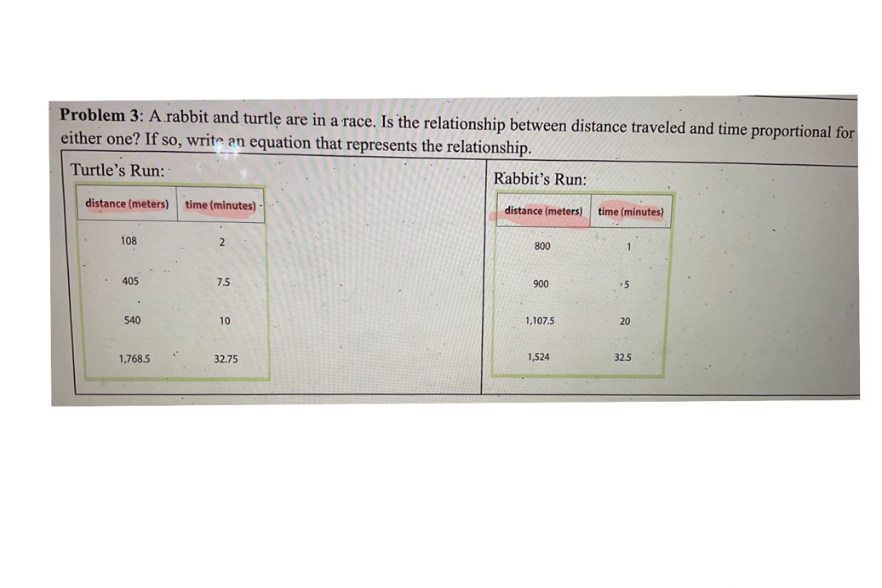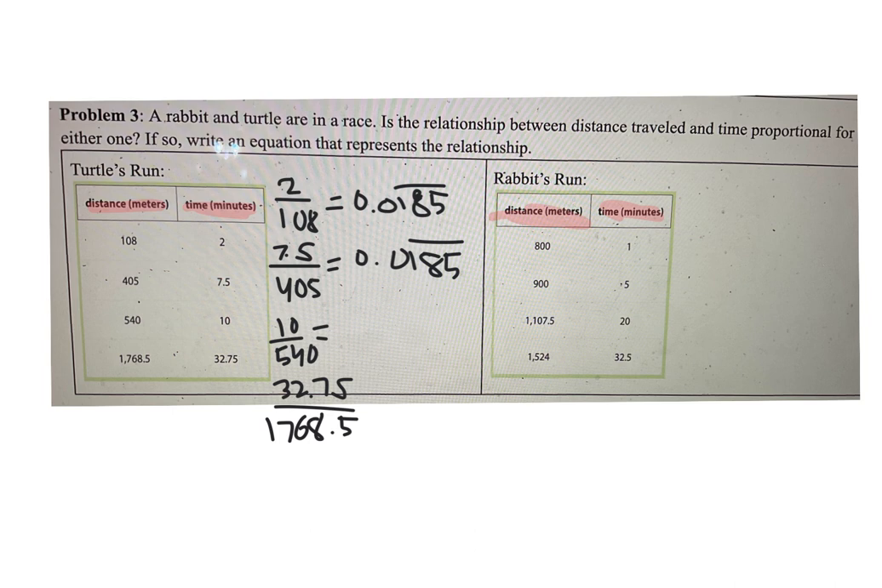Let's see if that is constant for the rest of the table for the turtle. All right, so far so good. Let's try the next one. All right, so as you can see, there's a constant pace for the tortoise. That makes sense. Slow and steady wins the race, as they say. So steady is another word for constant.